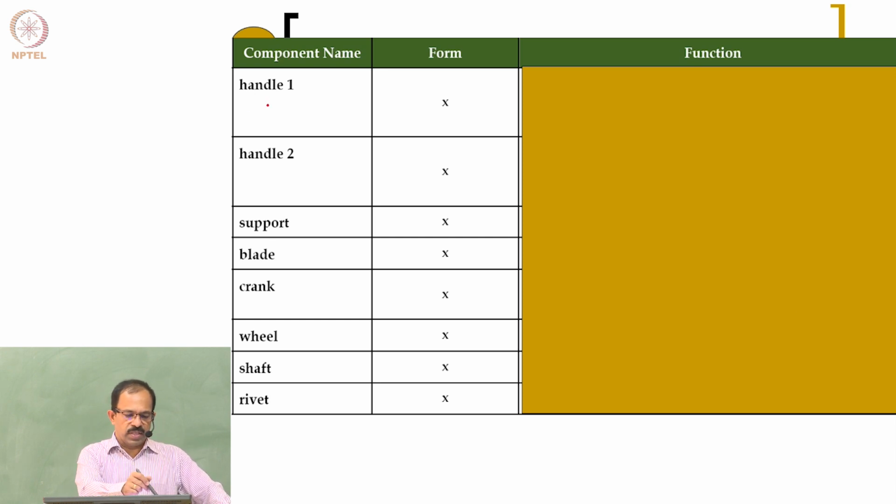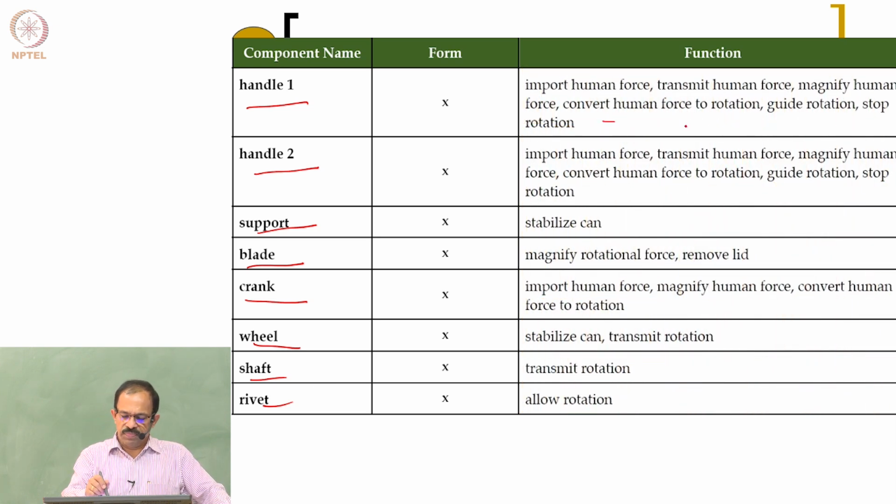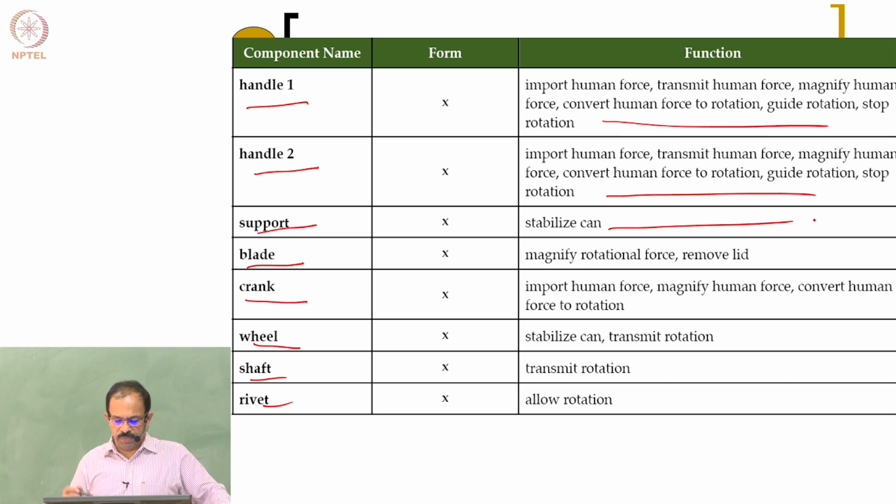So we'll take each one, handle 1, and try to find out its function, handle 2, support, blade, crank, wheel, shaft, etc. Finally you will see functions like import force, transmit force, magnify force, convert force to rotation, guide rotation, stop rotation. Everything you can see is a noun and a verb.